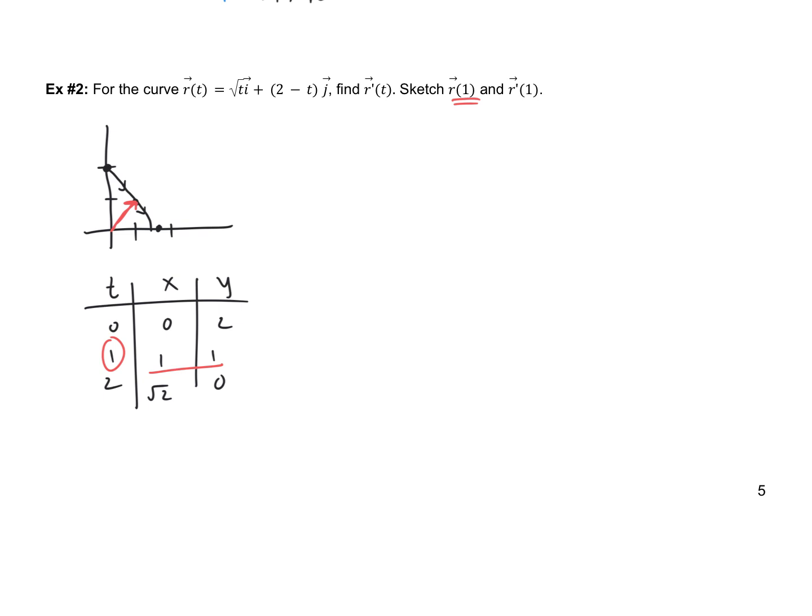Okay, and so now let's continue by finding the derivative. Derivative of root t is 1 over 2 root t.